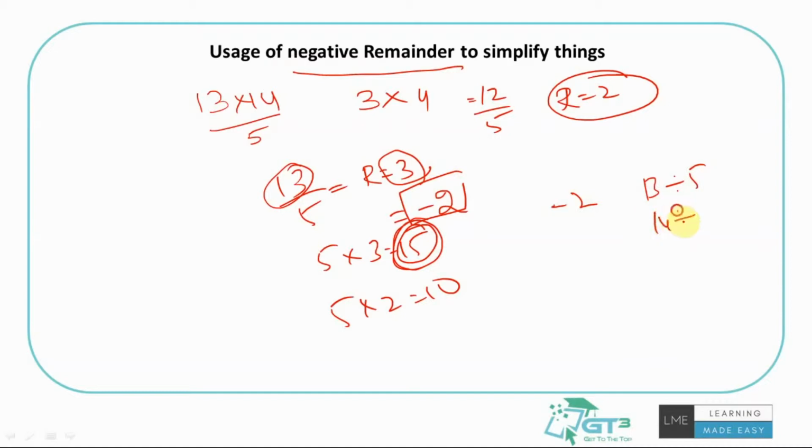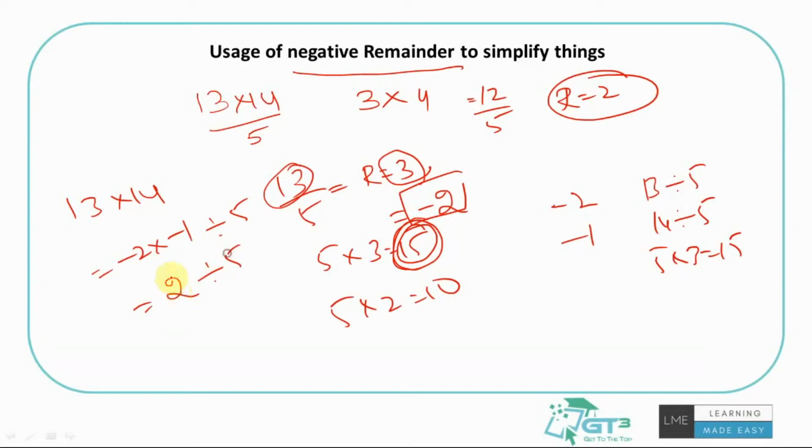And what would it be for the case of 14? Again, 5 3s are 15. So 14 is 1 less than 15. So I can call it minus 1. So the remainder when 13 is multiplied by 14 is basically minus 2 into minus 1 when divided by 5. So minus into minus becomes plus in the remainder case as well. So that's 2 is what I get. So basically 2 is the remainder. So when 2 is divided by 5, the remainder is 2. So the answer is 2, which is what we got, right?